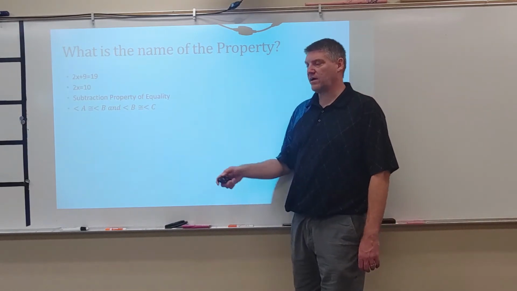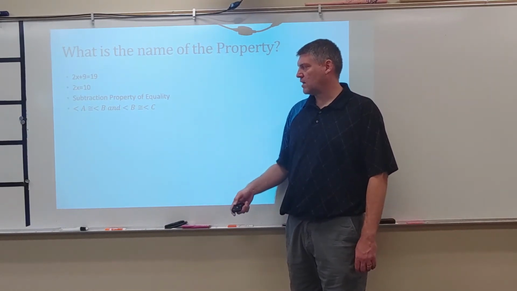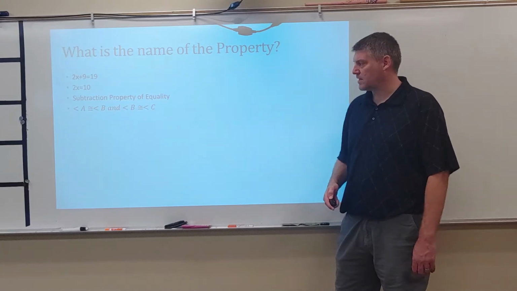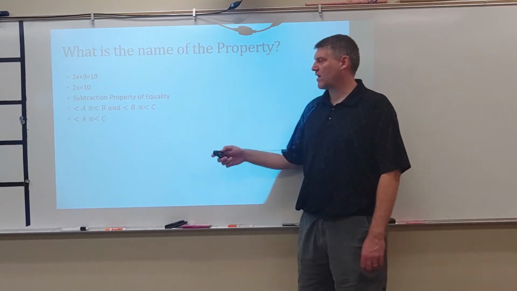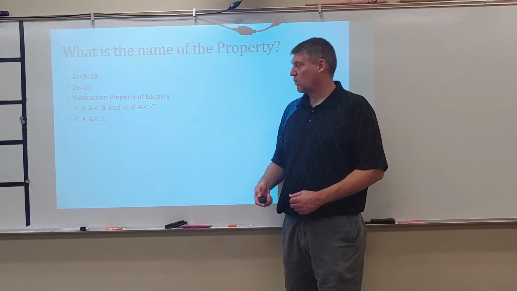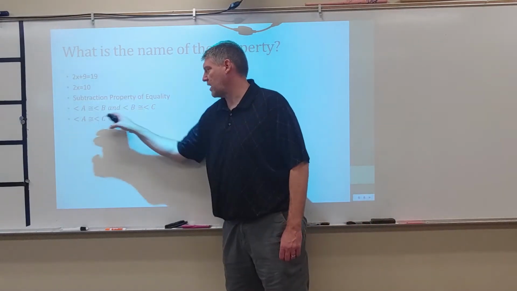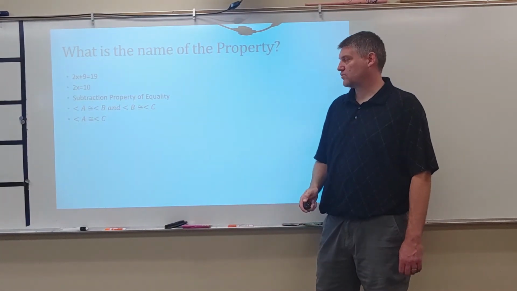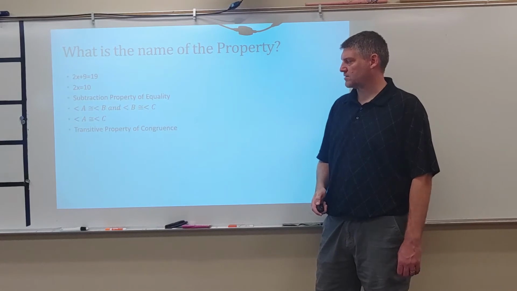Here I have angle A is congruent to angle B, and angle B is congruent to angle C. And then I have angle A is congruent to angle C. Well, what happened here? Well, I kind of took out my middleman, so that's the transitive property of congruence.